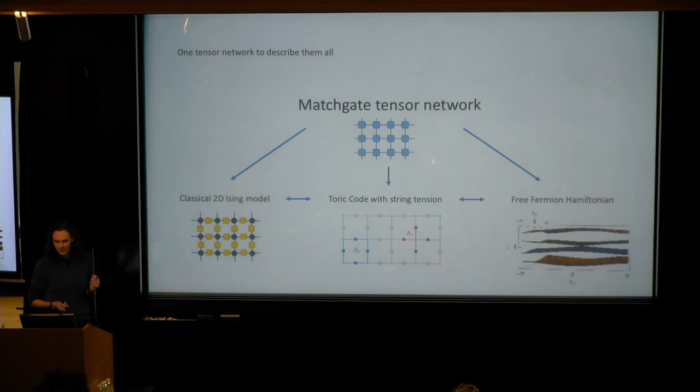And by making use of the fact that essentially one single tensor network describes all of these three objects, we can then translate what we learn or what we already know about the Ising model to the toric code with string tension, and also compare it to what is going on in the free fermion system.